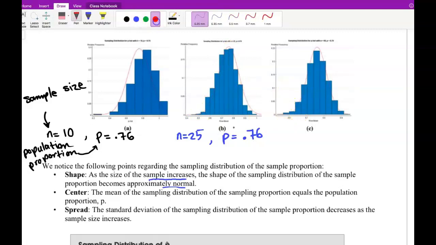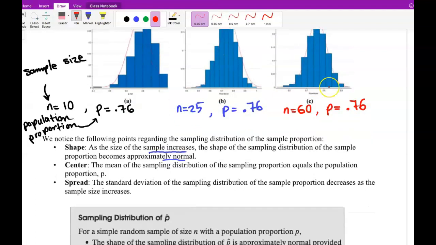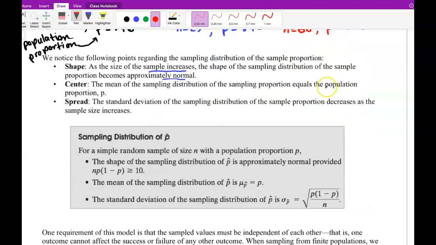Now for this part, I'm increasing the sample size. Now here, n equal to 60. And again, the population proportion is the same. Since on this part I increased the sample size, this histogram is getting closer to this red line. So by increasing the sample size, this will be approximately normal.